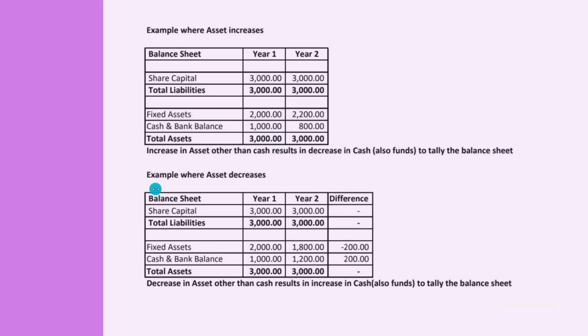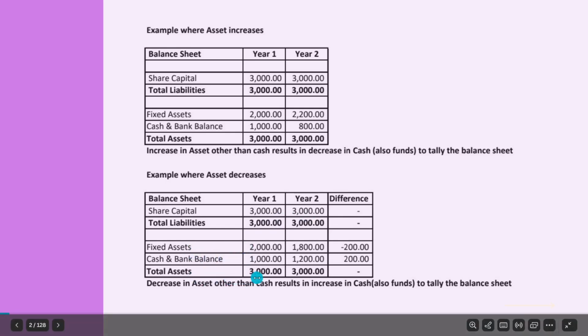Now let us consider the fourth scenario, the example where asset decreases. So on the balance sheet, liability side year 1 is 3000 and year 2 is also 3000 as liability remains the same. Year 1 fixed asset is 2000, cash and bank balance 1000 and total assets is 3000. So our balance sheet of year 1 tallies at 3000.